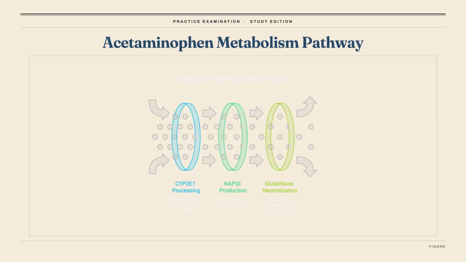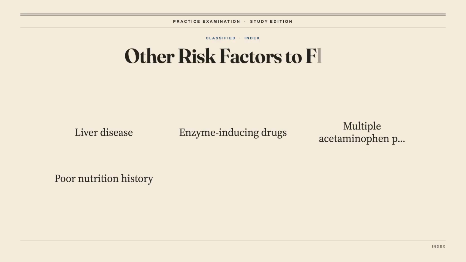Malnutrition and fasting attack the glutathione side alone, since synthesis requires nutritional substrate like cysteine, and fasting also depletes glucuronidation capacity. An ill patient eating little while taking acetaminophen for fever is accumulating risk on both fronts.